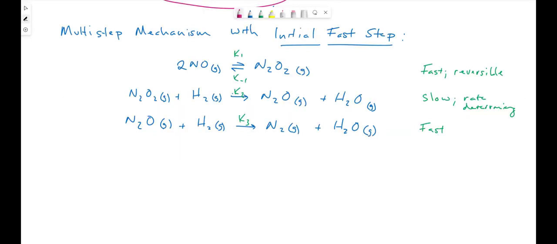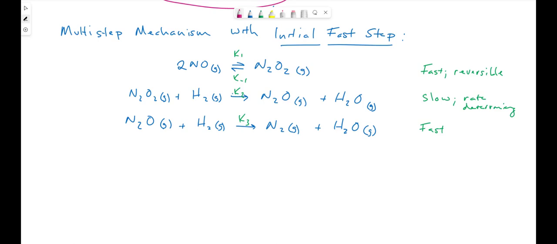So let's use a little bit more complicated example of a multi-step mechanism and see if we can relate how the intrinsic rates of those elementary steps, in this case we have 3 elementary steps, relate back to that experimentally determined rate law for the overall net reaction, just as we did in the previous video.